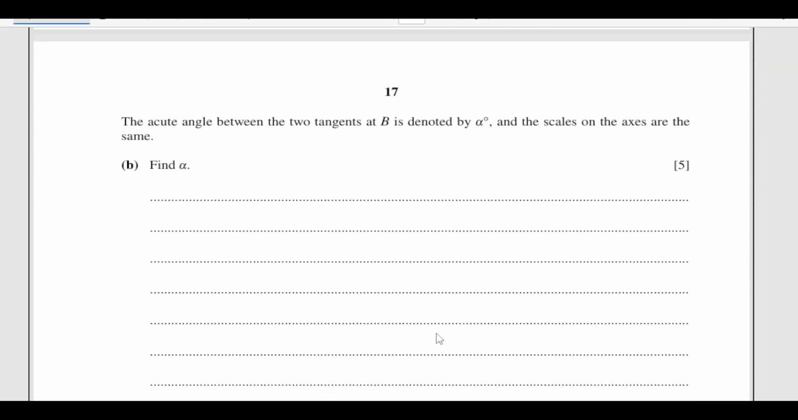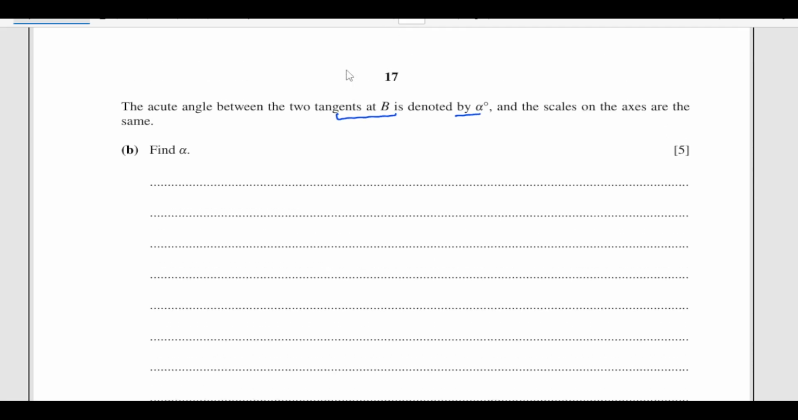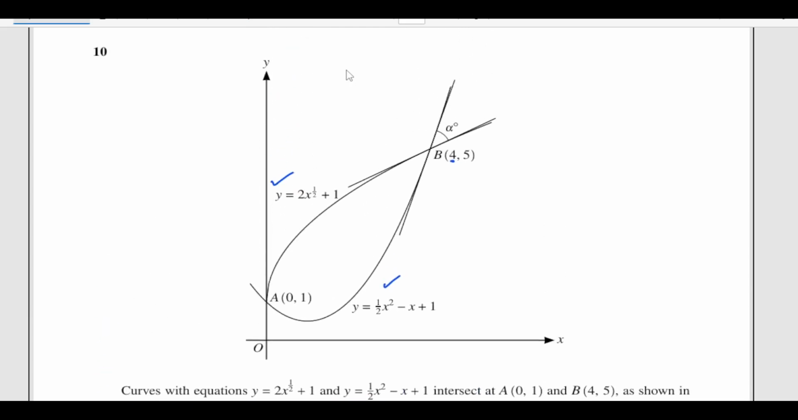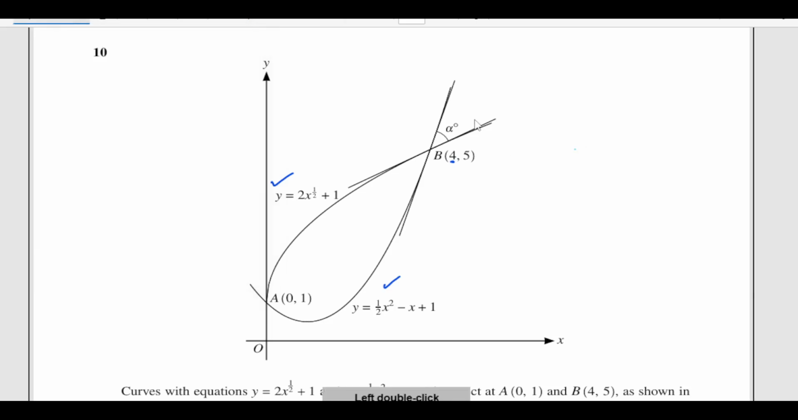Now part B, the acute angle between two tangents at B is denoted by alpha and the scale on axis are the same. Now this is a bit tricky. This angle, you see this angle we are given here, this angle is alpha, right? This is a curve, okay, and there is another curve here. So there is a tangent of this, there is a tangent of this, so they are meeting at a certain point, right?